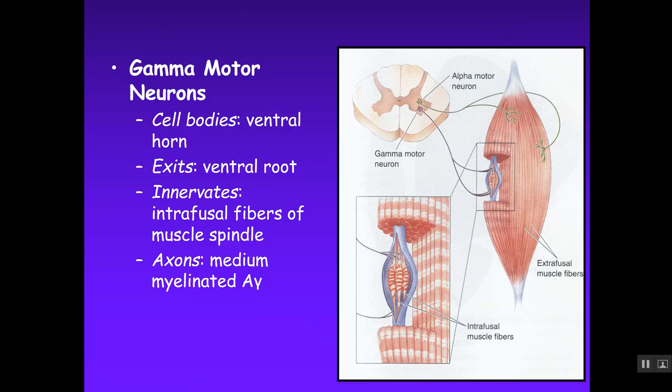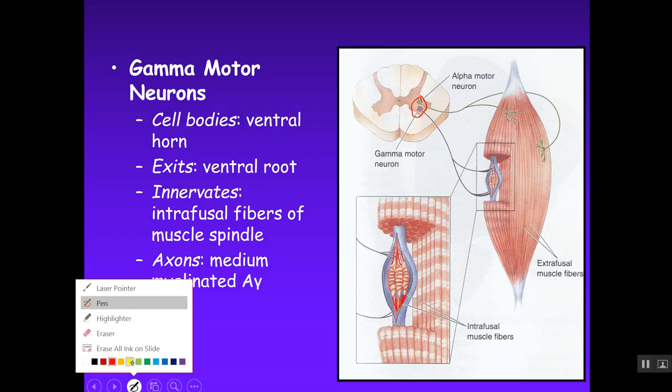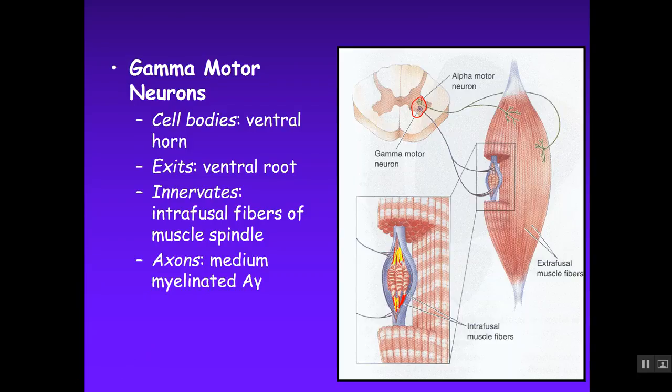The other type of lower motor neuron is a gamma motor neuron. Gamma motor neurons also have their cell bodies in the ventral horn with the alpha motor neurons, so they're near each other because they essentially fire together. It exits the ventral root as well. It innervates the intrafusal muscle fibers. There are little muscle fibers on the ends of the muscle spindles, you can see the yellow. And this is that little capsule that encapsulates the muscle spindle, with that fusiform nature, that tapered end on each end.